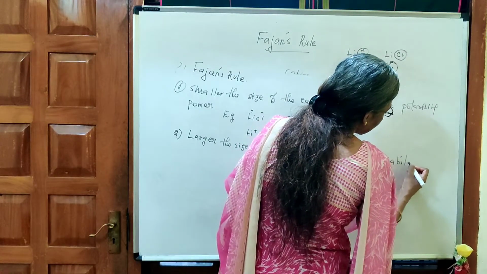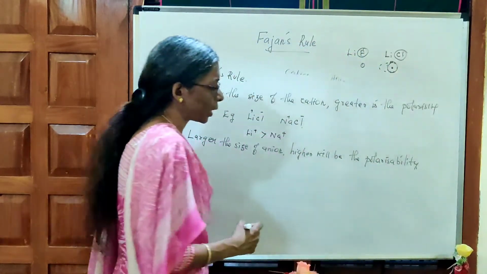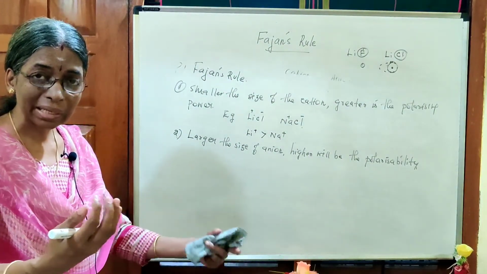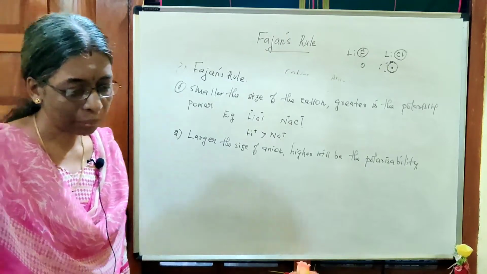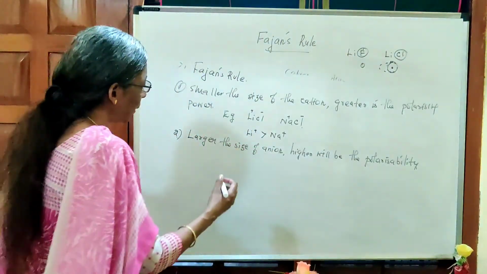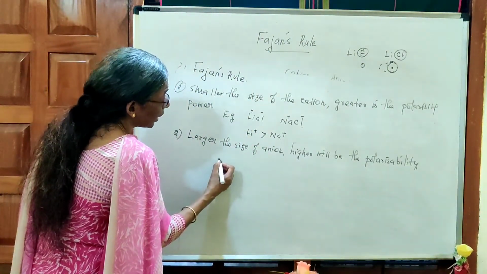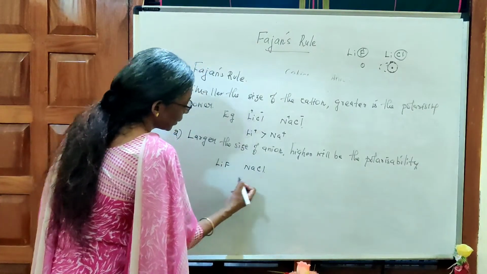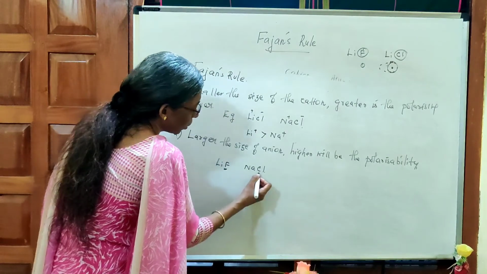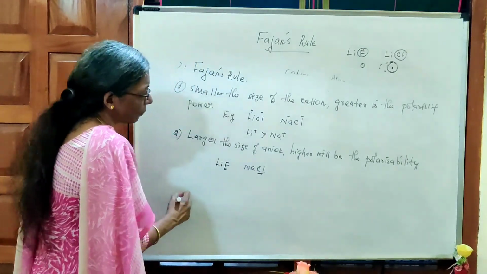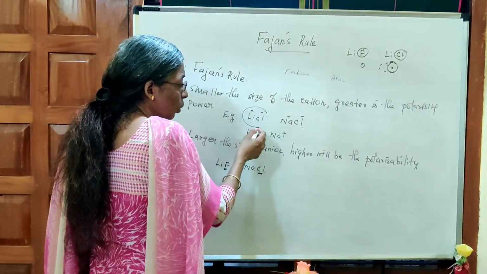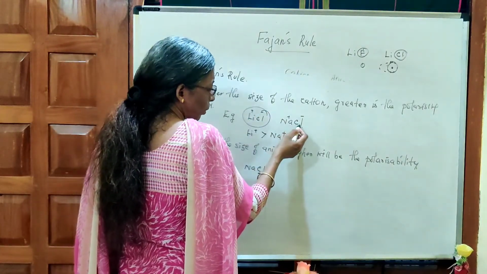Polarizability means ability. Already we have discussed, polarizability is the tendency of the anion to get distorted. So that is called polarizability. For example, lithium fluoride, sodium chloride. Here you see fluorine smaller, chlorine bigger. So here lithium chloride will have more covalent character than sodium chloride.